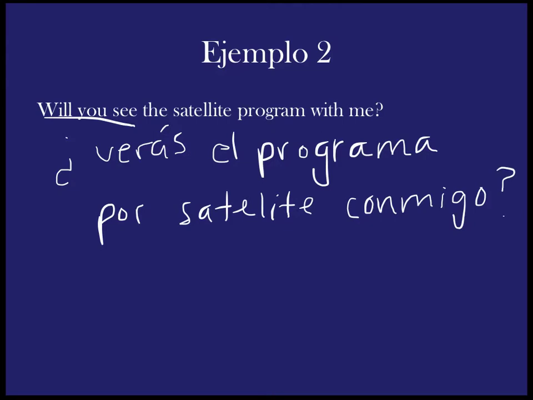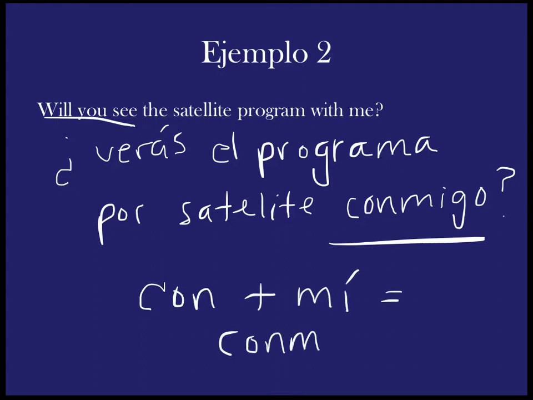Just a side note, in case you have not learned the rule for conmigo, anytime you have con and mi next to each other, they become conmigo. That's just a little side note.